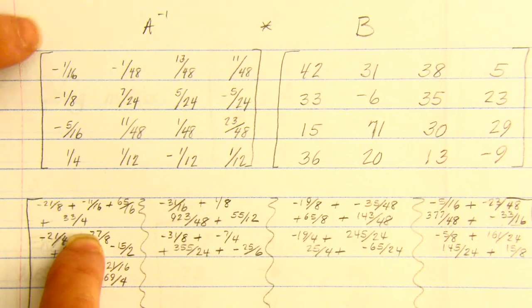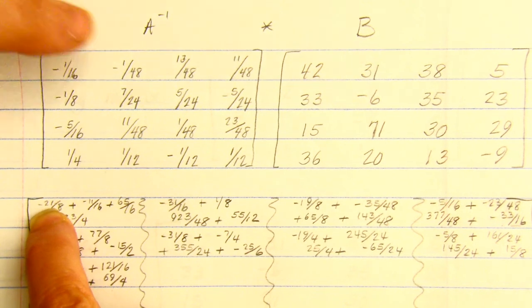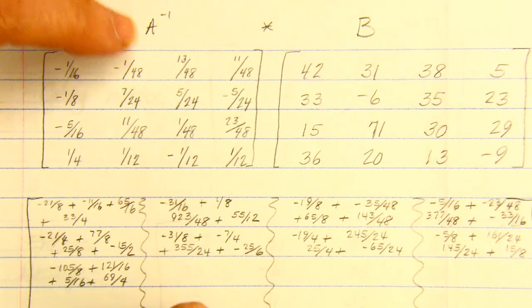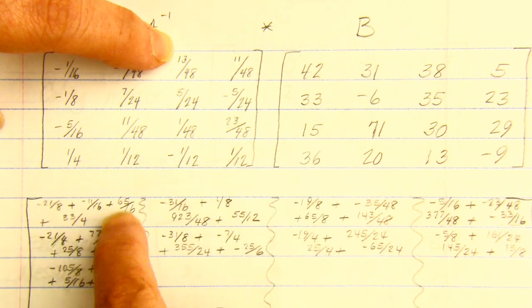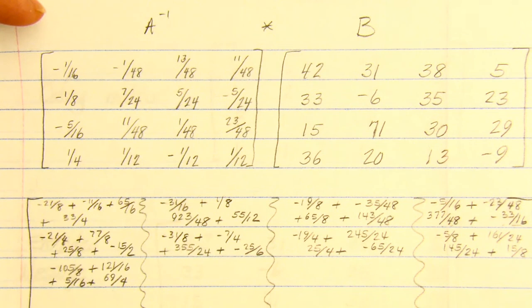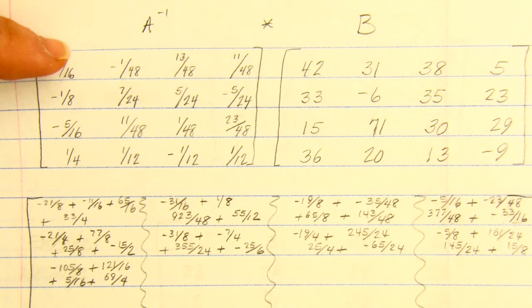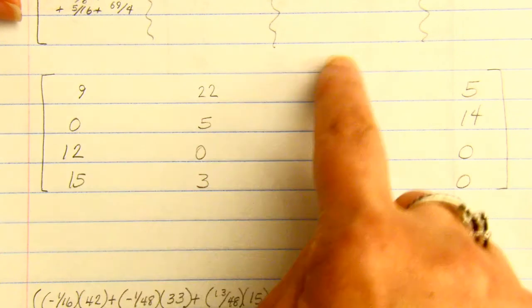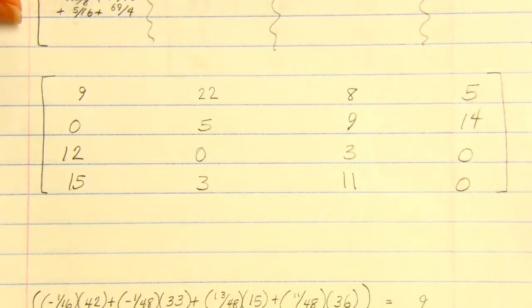So again, I would do negative 1/16 times 42. Do that on the calculator, math enter, enter, and that's negative 21/8. Plus, do negative 1/48 times 33, math enter, enter, negative 11/16, plus 13/48 times 15, math enter, enter, 65/16, and so on. And then when you're done here, then you can add these on the calculator. Well, you shouldn't have to do math enter, enter, because these should all be integers. Okay, and then you're going to convert from numeric to alpha to get the saying or the phrase.